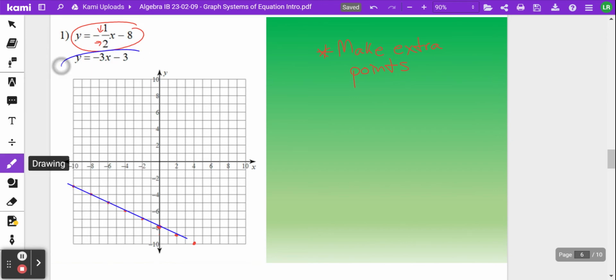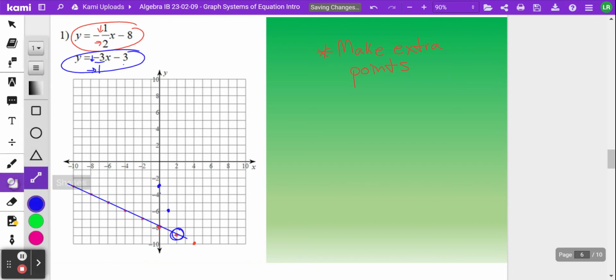Now I'm going to graph the other one in blue. With blue dots, the y-intercept's negative 3, so down 3. And my slope is negative 3/1. So that's down 3, right 1 from here. Down 3, right 1. Down 3, right 1. And they intersect right there at that data point. So I can go ahead and connect them.